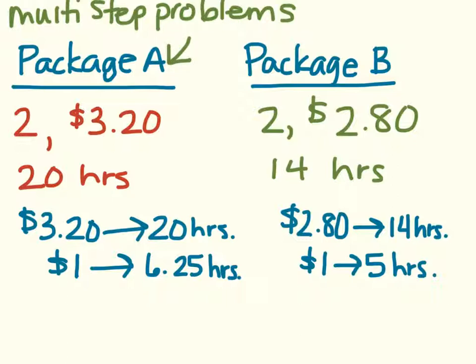Brand A batteries will give 6.25 hours for every dollar spent. Brand B will give 5 hours of use for every dollar. So even though package A is more expensive at the outset, the value is better because he'll get an additional hour and 15 minutes of use for each dollar that he spends.